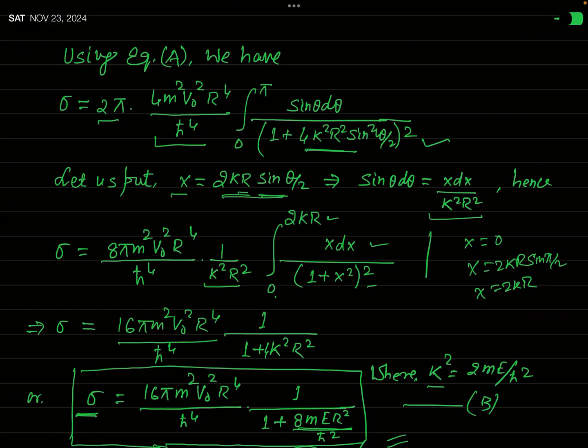Okay? So I hope you have clearly understood how we can calculate the differential scattering cross section and the total scattering cross section in Born approximation by Yukawa potential.